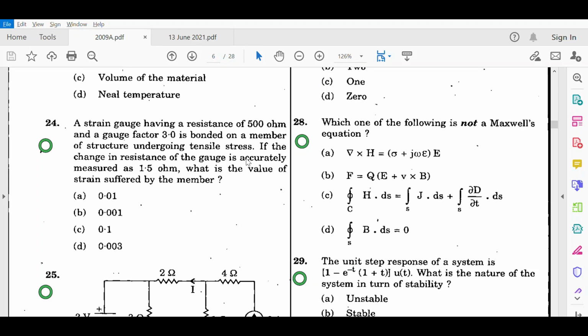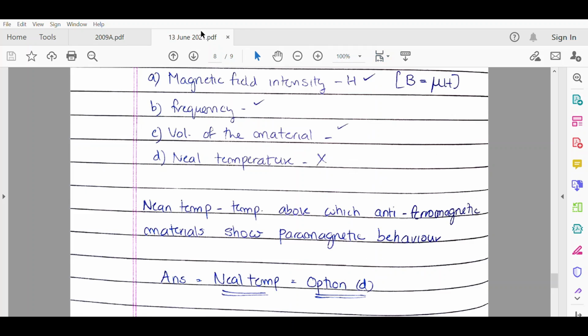We will now see the 24th question. A strain gauge having a resistance of 500 ohm and a gauge factor of 3 is bonded on a member of structure undergoing tensile stress. If the change in resistance of the gauge is accurately measured as 1.5 ohm, what is the value of strain suffered by the member? Now they have given us 4 options. Let us try to solve this question.